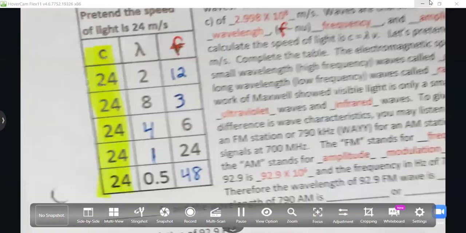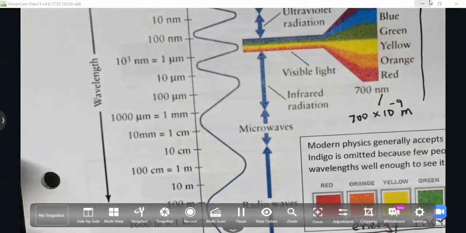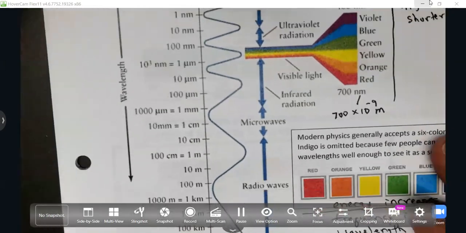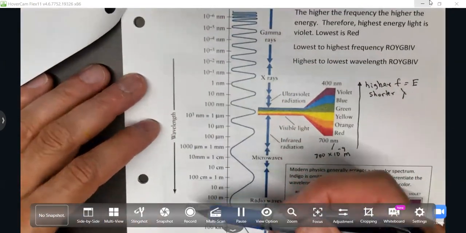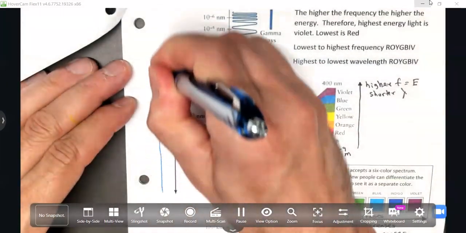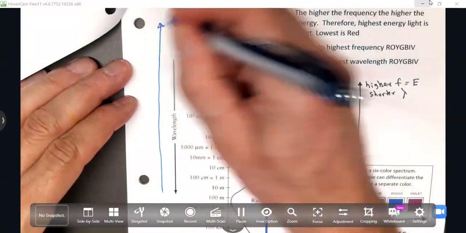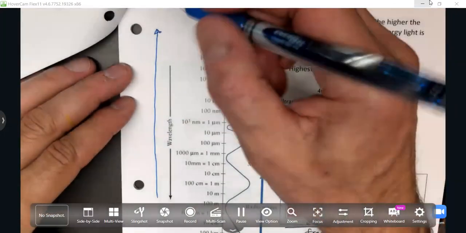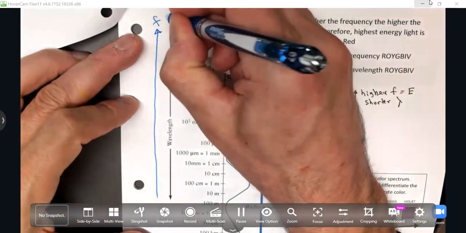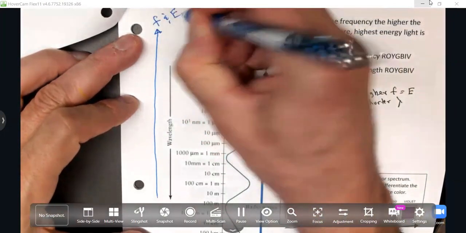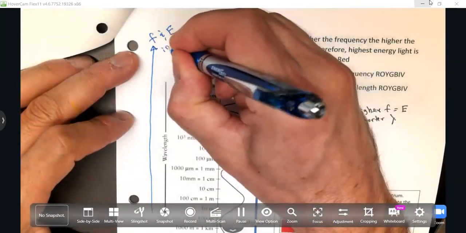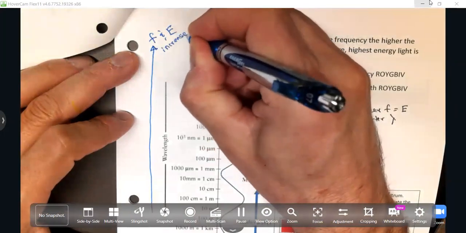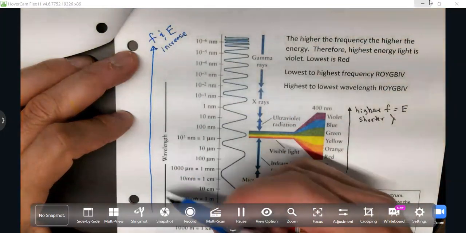So if we go back to the same diagram, wavelength decreases going this way. We know that frequency and energy, remember, they go together. Frequency and energy increase as wavelength goes down.